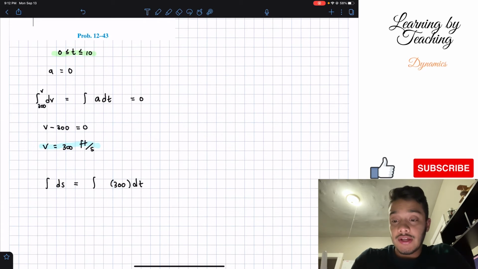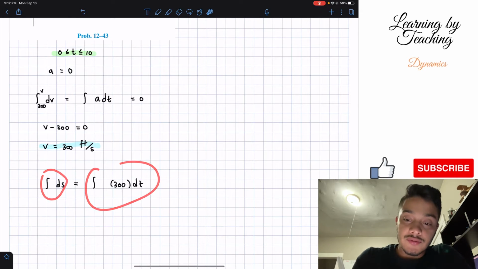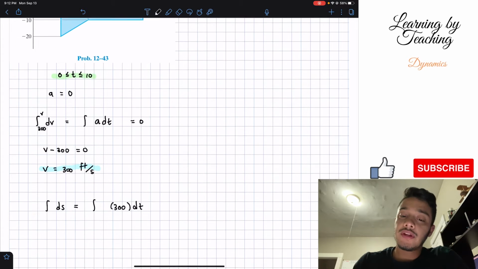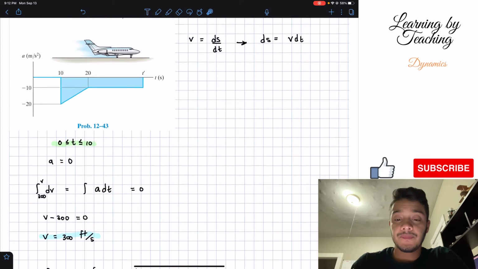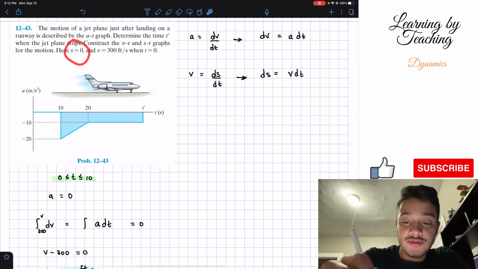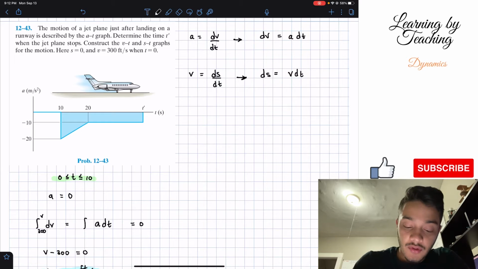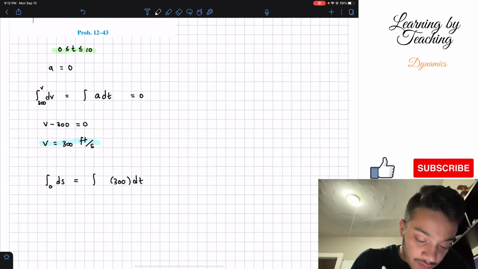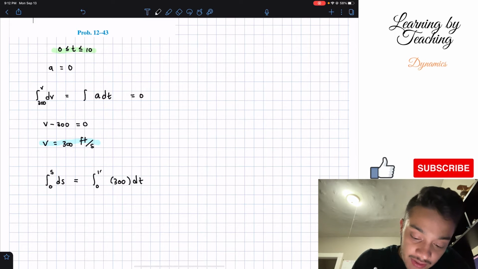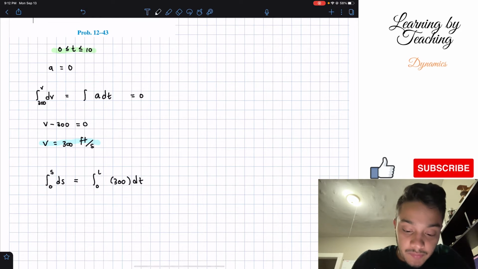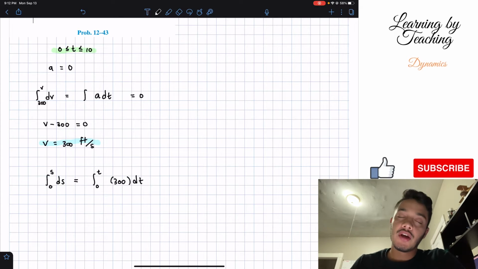For the boundary conditions of these two integrals, on the left we're talking about position, so we need to know the initial condition of our position. Going back to the problem statement, we see that s is equal to 0 when time is equal to 0. So s goes from 0 all the way to our final position. In our time, we already specified that we're going from 0 all the way to 10. But instead of putting 10 here, we're going to place t, just to leave our equation in terms of time.